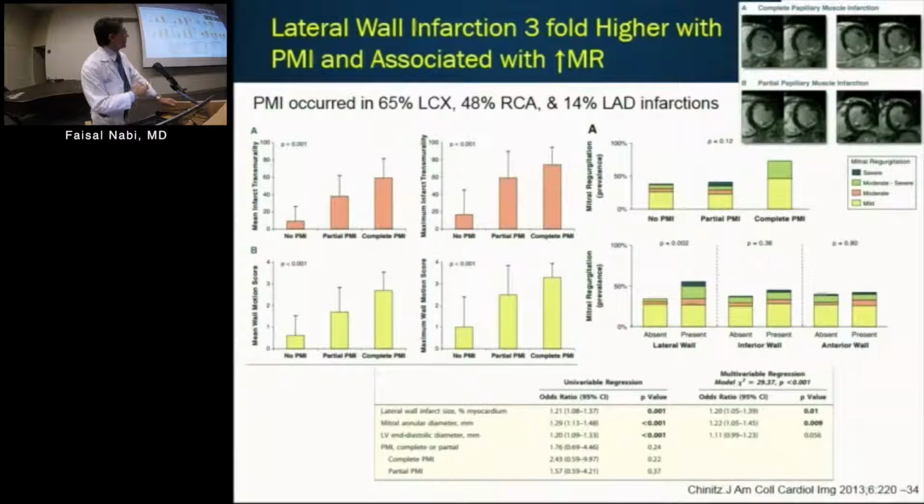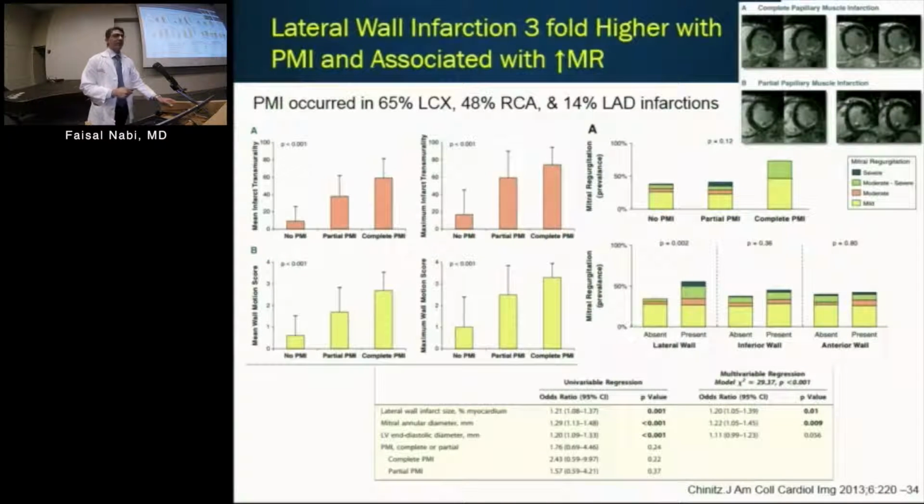And when they looked at prevalence of mitral regurgitation, they found patients with complete papillary muscle infarctions had much higher degrees of mitral regurgitation. So that was one interesting finding. But when they went on to look at where the infarct was, if you had an infarct location in the lateral wall, you were much more likely to have mitral regurgitation than in other territories.